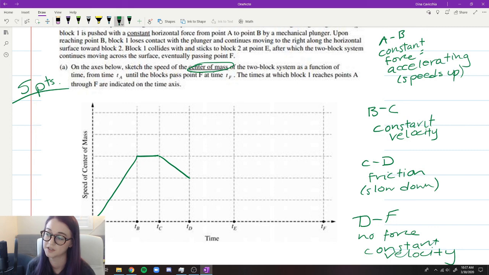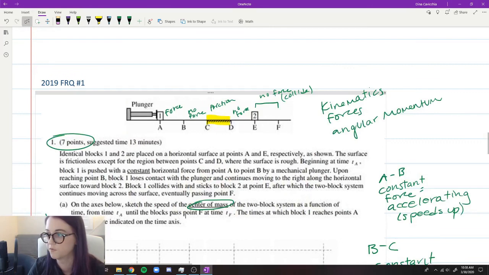At first, block 2 is just stationary, so block 2 does not contribute. But at E, block 2 does contribute. But when we're drawing the center of mass of the system, or the speed of that center of mass, we're basically only looking for external forces. So from E to F, they collide, but that force is considered internal to our system because our system is block 1 and block 2.